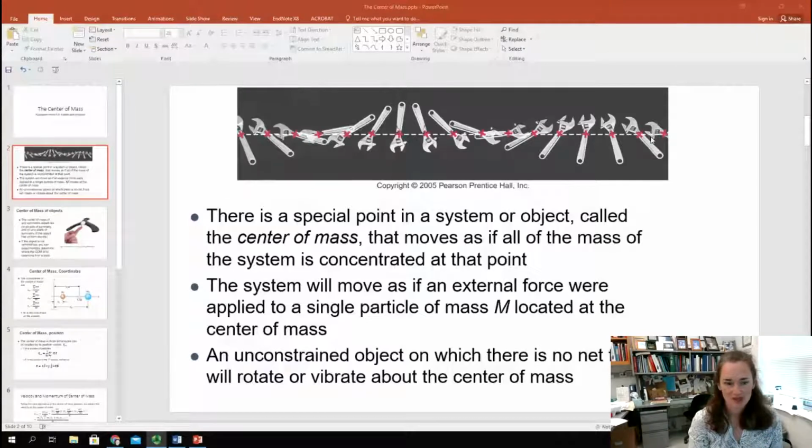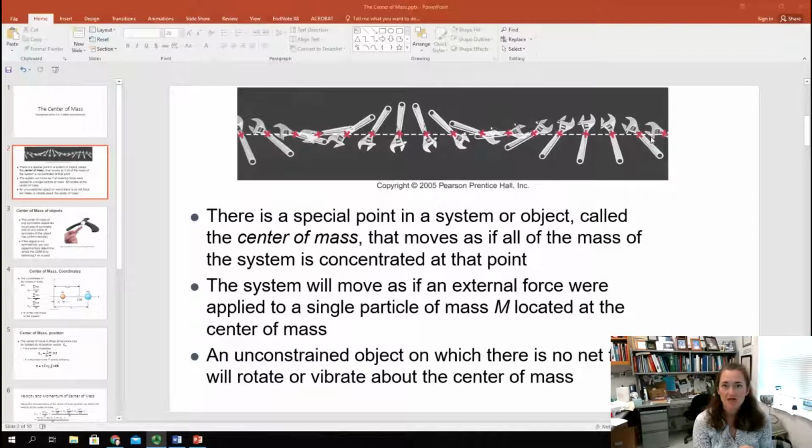So the system will also move as if an external force were applied to a single particle of total mass m located at the center of mass. An unconstrained object, like this wrench here, on which there is no net force, will rotate or vibrate about the center of mass. So let's think about this for just a second.